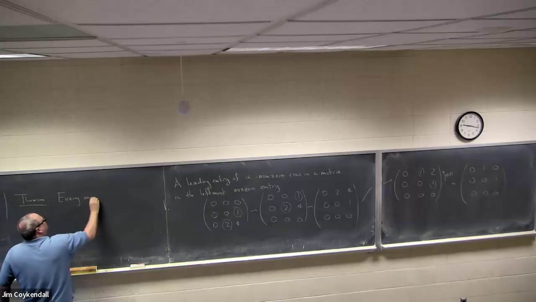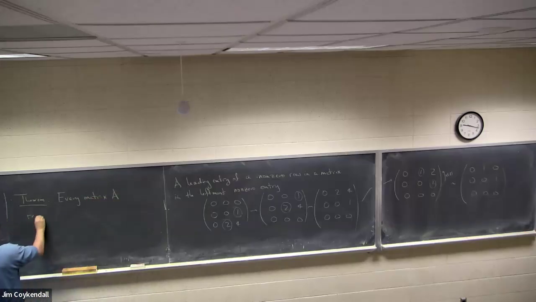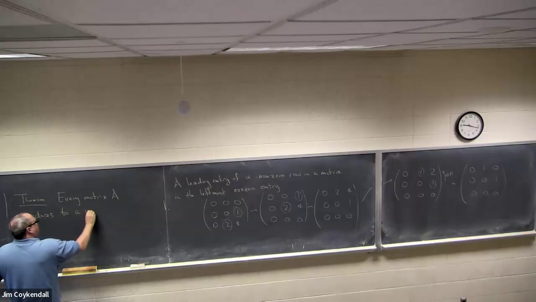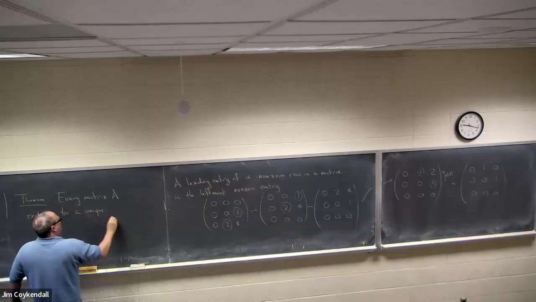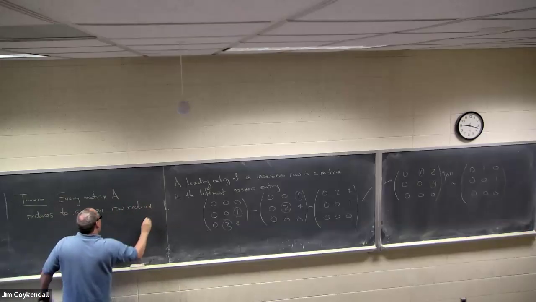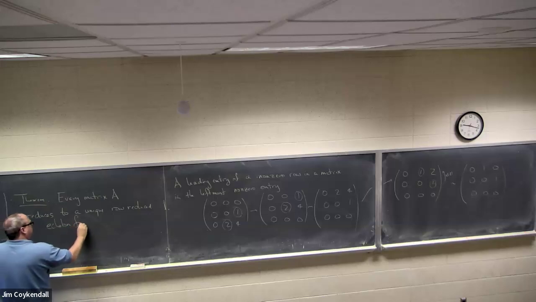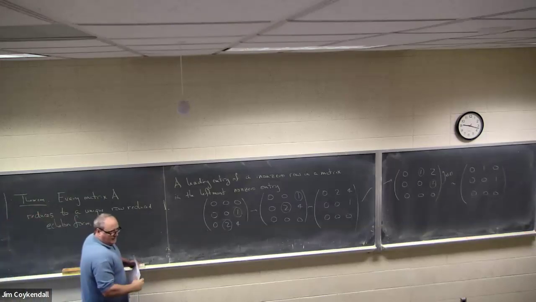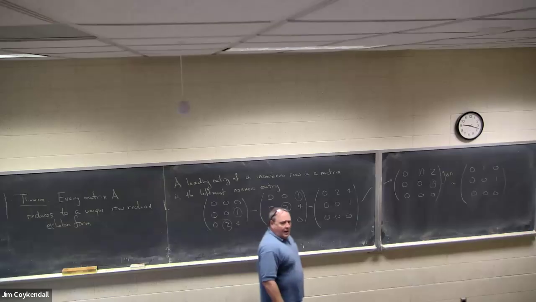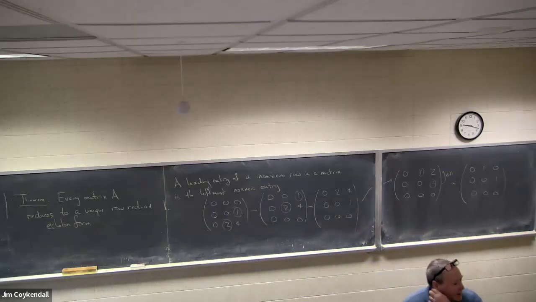Every matrix A reduces to a unique row reduced echelon form. Echelon form is not unique necessarily. Two different people might get two answers.